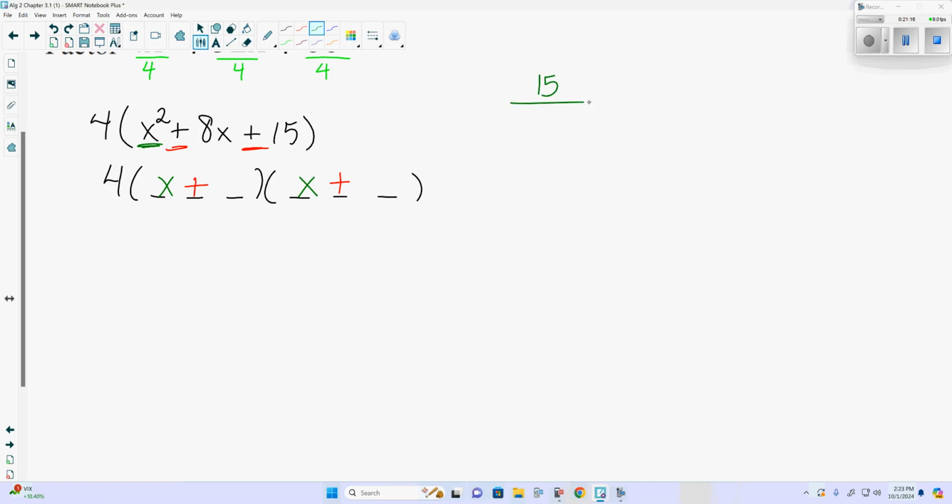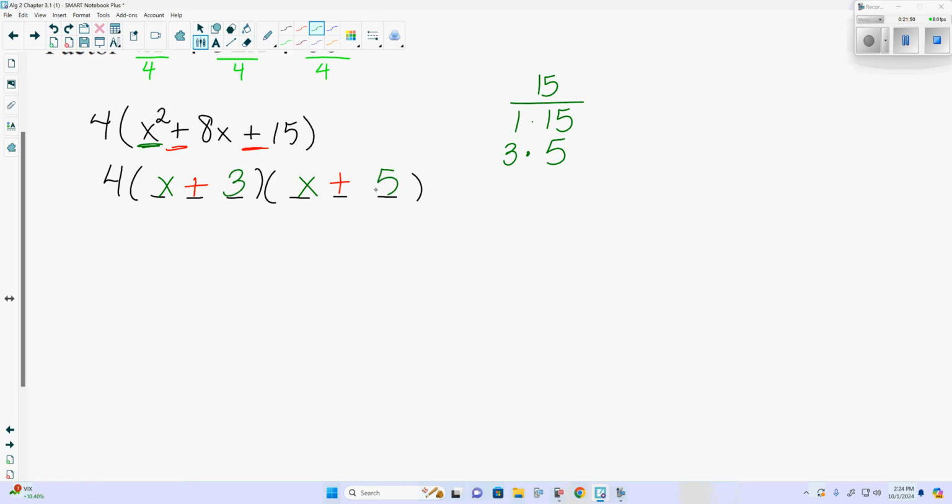15, on the other hand, does not have one set of factors. We have 1 and 15. 3 and 5. 2 does not work, but 3 and 5 does. So now we have 2 different sets of factors, unlike the first one where we just had 1 and 1. So the question is, which one do we want to try first? 1 and 15 or 3 and 5? 3 and 5.